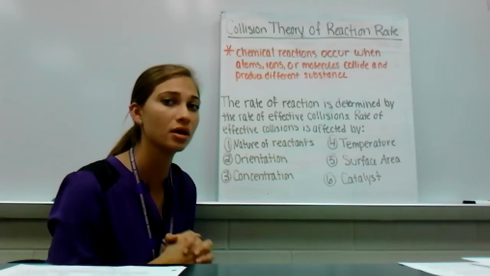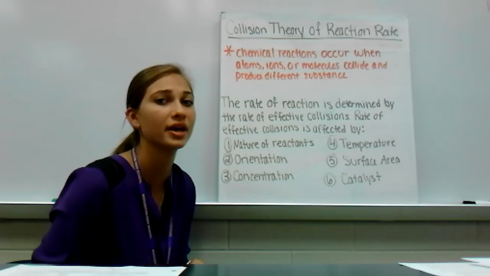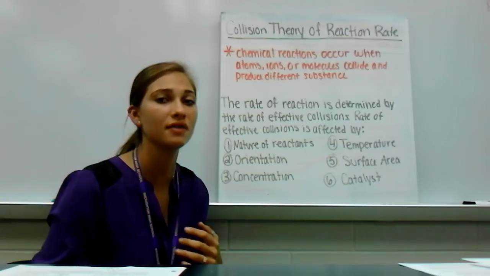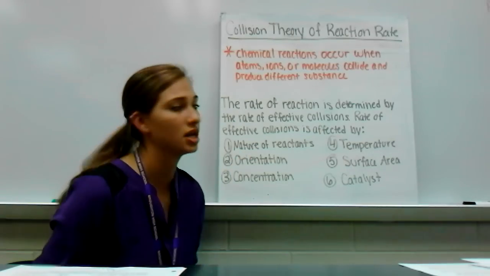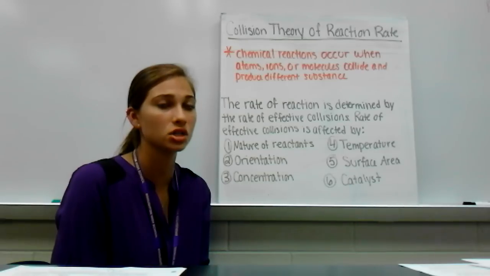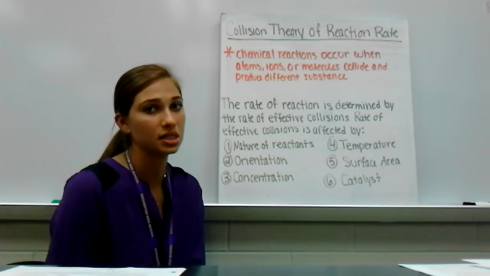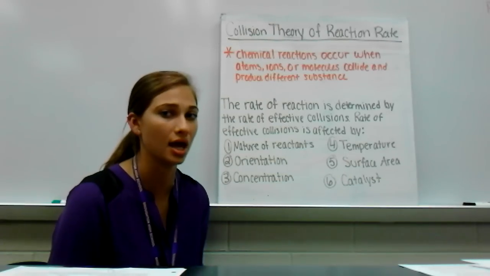So in order for that chemical reaction to occur, not only does the collision have to occur, it has to be an effective collision. So the rate of effective collisions is going to be influenced by 6 different factors. The 6 factors are the nature of the reactants, the orientation, the concentration, the temperature, the surface area, and the catalysts. So basically for catalysts, if we're going to be adding a catalyst or not.